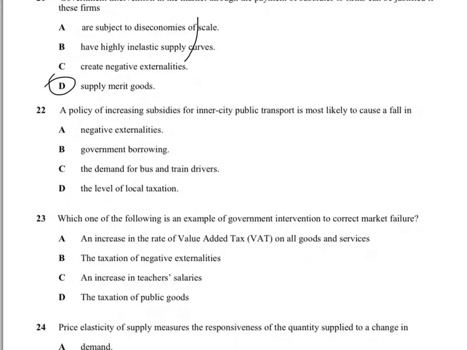A policy of increasing subsidies for inner city public transport is most likely to cause a fall in negative externalities. Again, it's very similar to the question before. It's linked to policies and intervention related to externalities. Positive externalities encouraged, negative externalities discouraged.